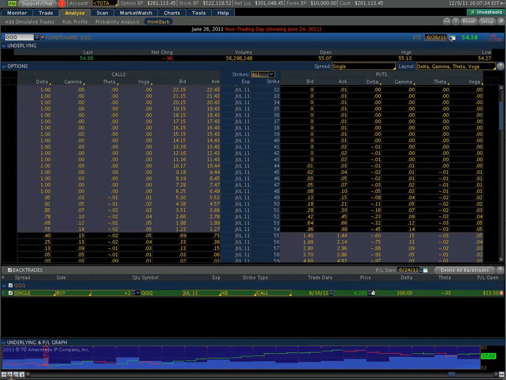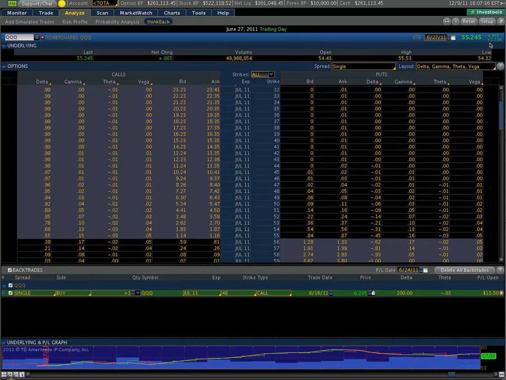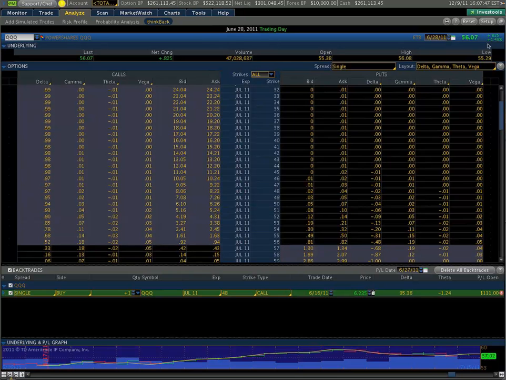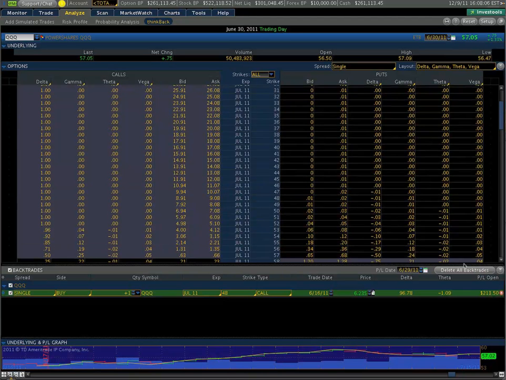The 25th is a non-trading day. The 26th. The 27th, we were up 86 cents, and now we have a profit up above 100 at $111. On the 28th, we rose another 82 cents. Now we have a profit of $191. On the 29th, we rose 23 cents. We have a profit on the 29th now of $213. On the 30th, we rose another 75 cents. So now we have a profit of $276.